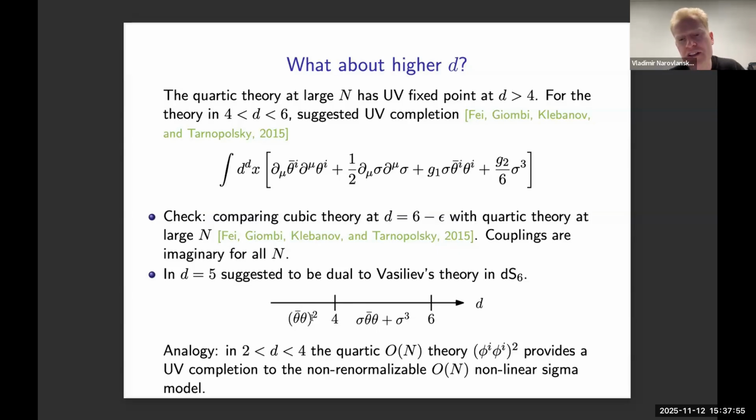If you want an analogy, this is like the O(N) sigma model. The O(N) sigma model above 2 dimensions is non-renormalizable, and the phi to the 4th theory just provides, in a sense, a UV completion to that. It's just a theory that flows to the same critical point.